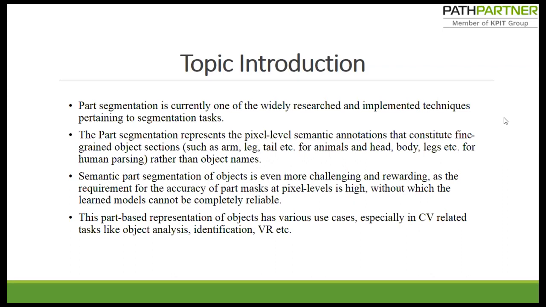So for this semantic part segmentation, to generate the mask at the pixel level, we need to have a highly accurate model, because without which we won't have a proper or reliable or robust model. Other major application areas of this part-based segmentation include object analysis like vehicle re-ID or animal re-ID identification. There are human analysis tasks, and also the VR or AR sectors. Next slide.